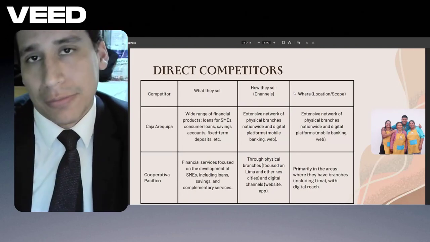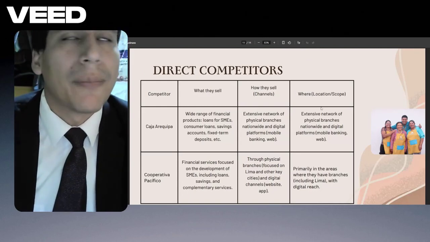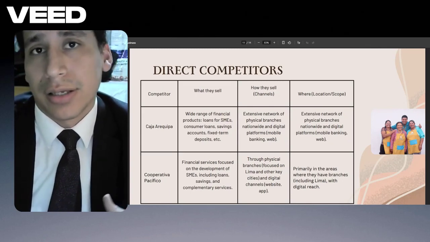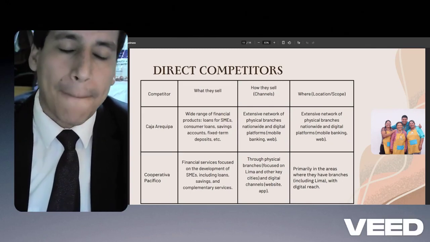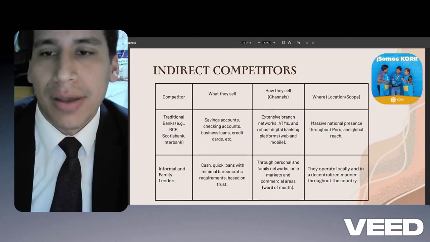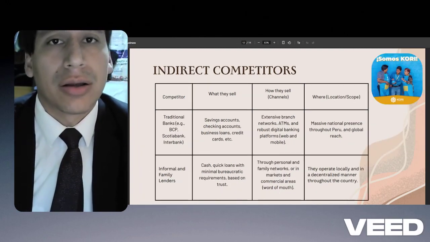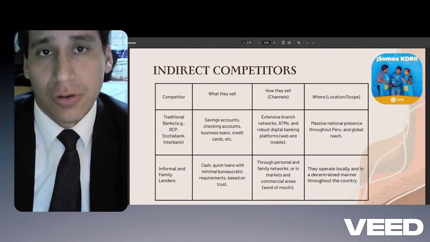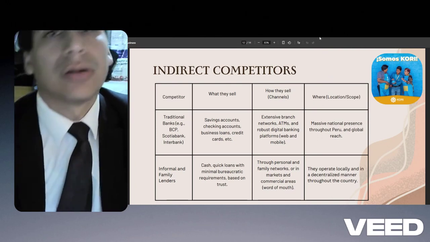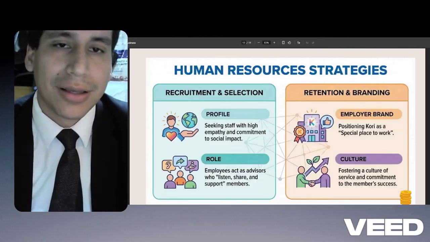Finally, direct competitors are Caja Arequipa and Cooperativa Pacífico. The principal direct competitor is Compartamos, and indirect competitors are traditional banks, BCP, Scotiabank. It's not just the group credits, but also other credits, informal and family lenders, or other cooperatives.